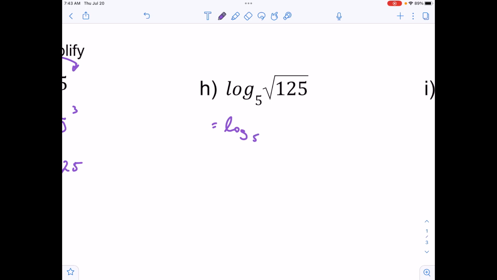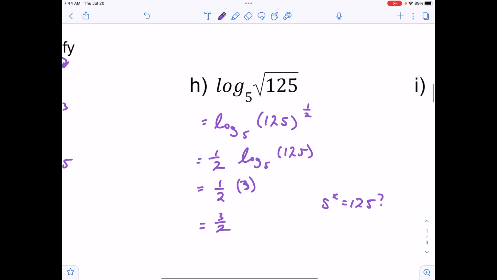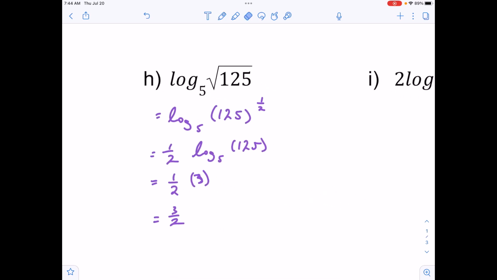Remember with square roots, that's like saying we have an exponent of 1 over 2. And so I can bring that 1 over 2 out front and then just have my question log base 5 of 125. Well, log base 5 of 125, 5 to the power of what is 125? That's actually just 3. And so I would have half times 3, or just 3 over 2. Makes it pretty easy to solve.